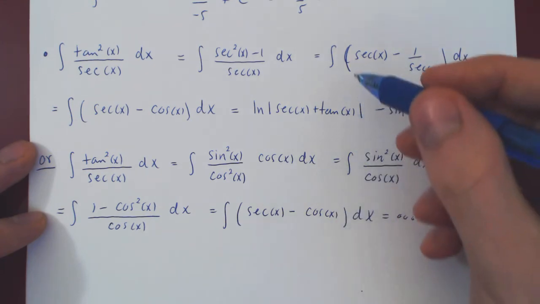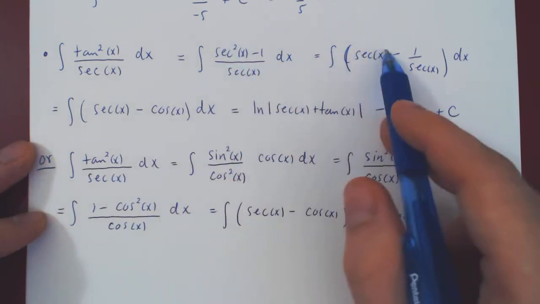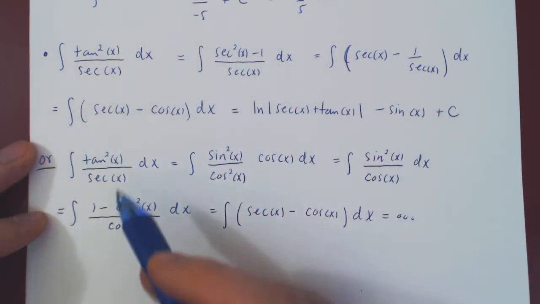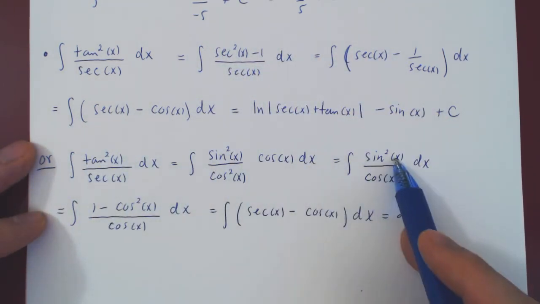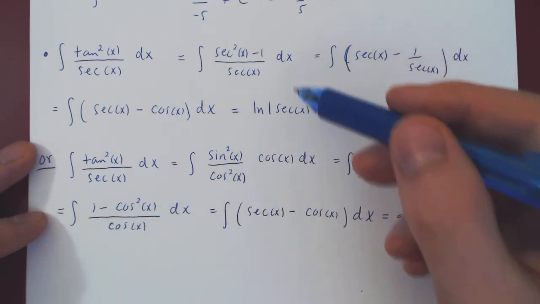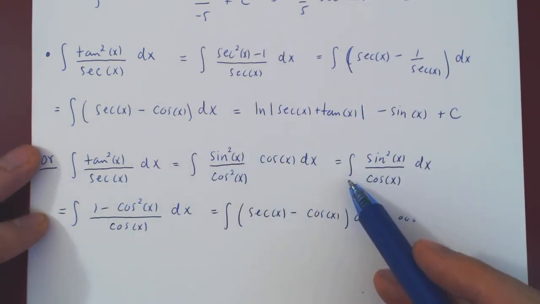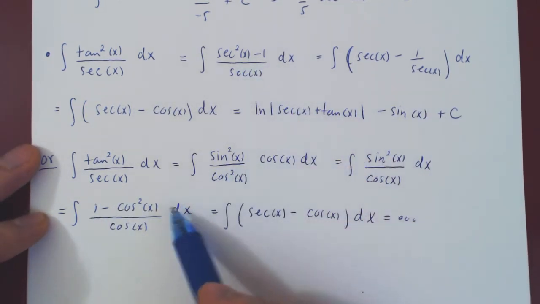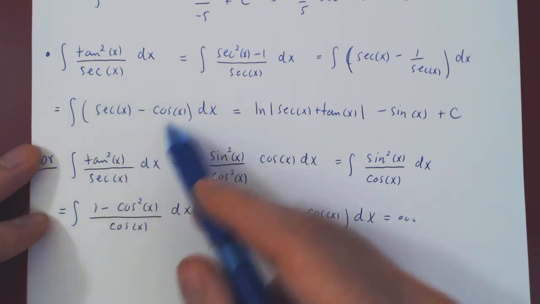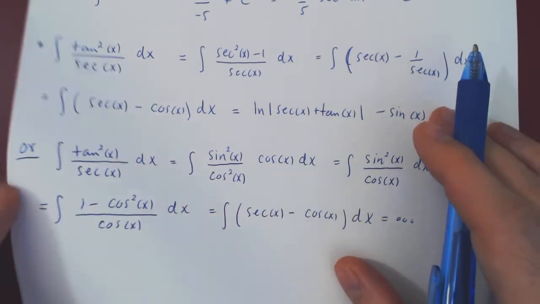So two ways of approaching the problem, converting the tangent squared by a secant squared minus 1, arriving to this, or converting it to sines and cosines, and then sine squared by 1 minus cos squared. Just to give you two different perspectives on how to start the problem, what's kind of neat here is that no matter how you approach it, you arrive at the same integral. Okay, so let's do one last problem.